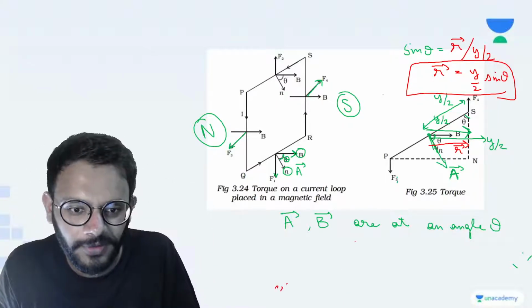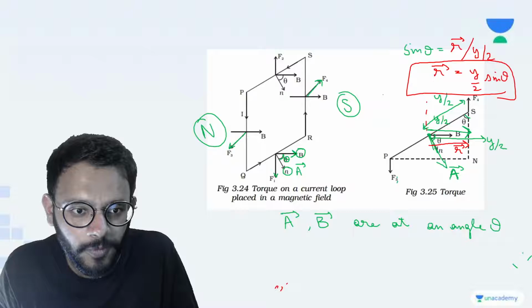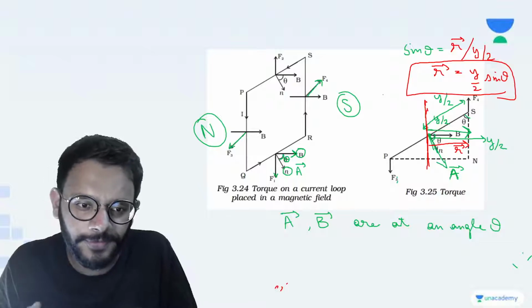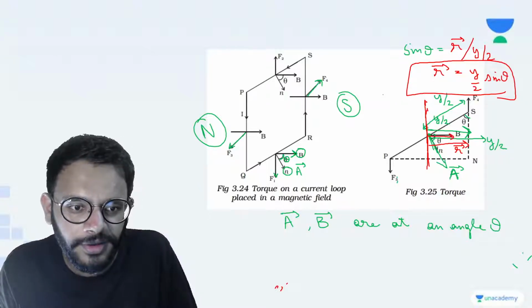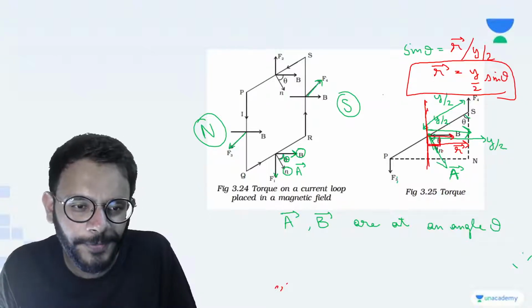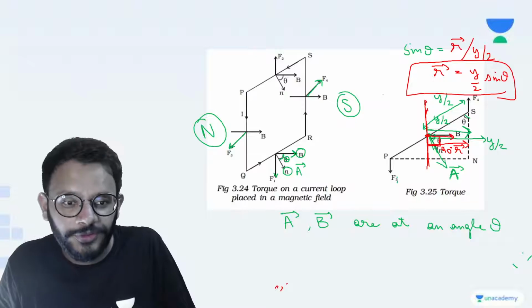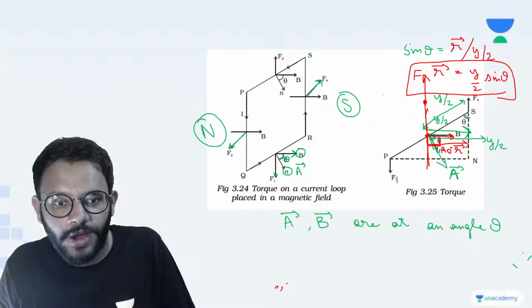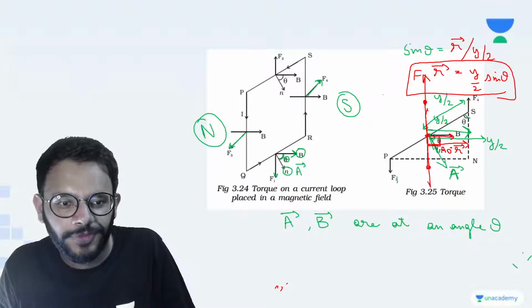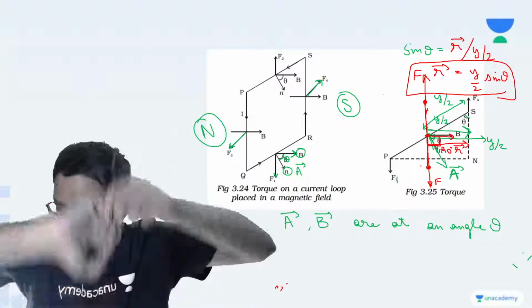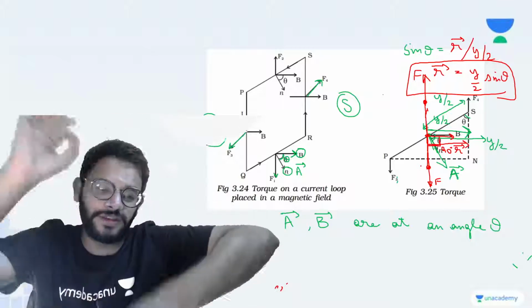So let's look at this. If my current carrying loop is making an angle of, well, 90 now from the perpendicular, the forces acting on the wires are going to be passing right through my axis. And what happens when the forces are passing right through my axis?